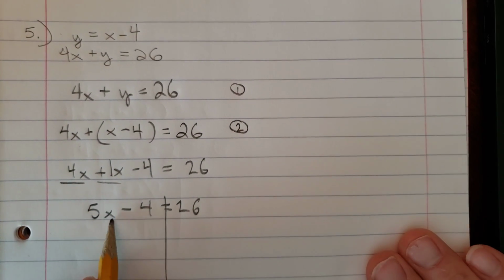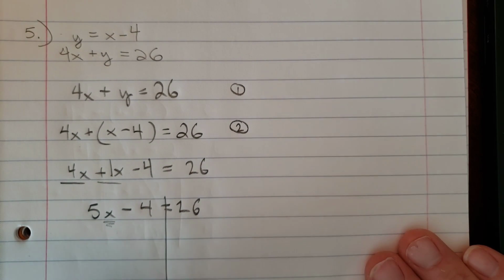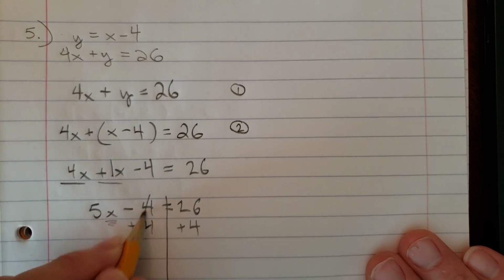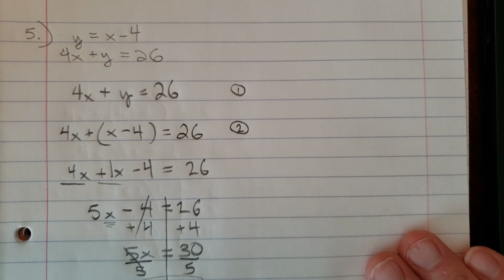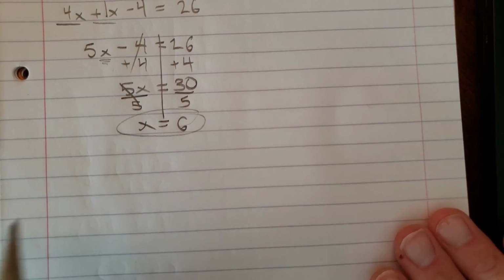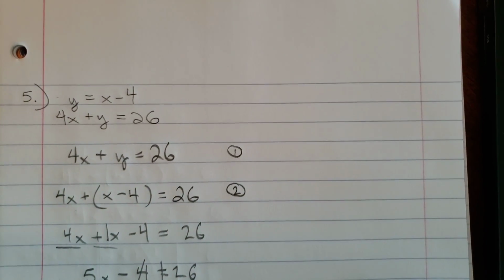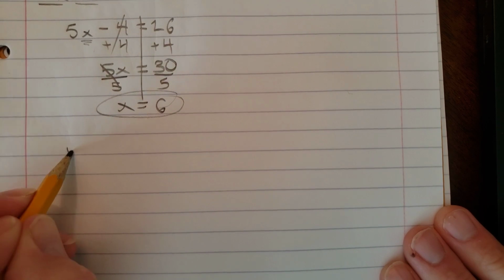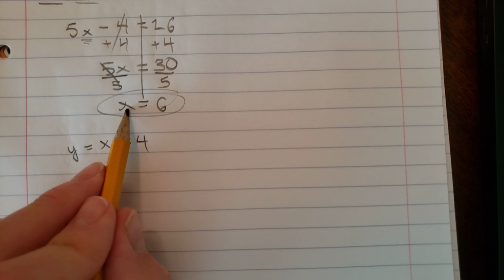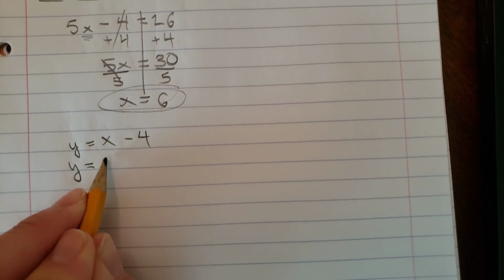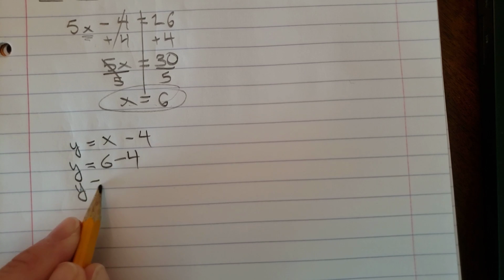What do we do next? Gotta isolate that variable, so we're going to add 4 and add 4. 5x equals 30. Got to do the inverse operation, division here. X equals 6. All right, that's half of our answer. Now we have to do the substitution into one of the original equations. I'll go with y equals x minus 4. That'll be simple. Okay, x equals 6, so y equals 6 minus 4, so y equals 2.